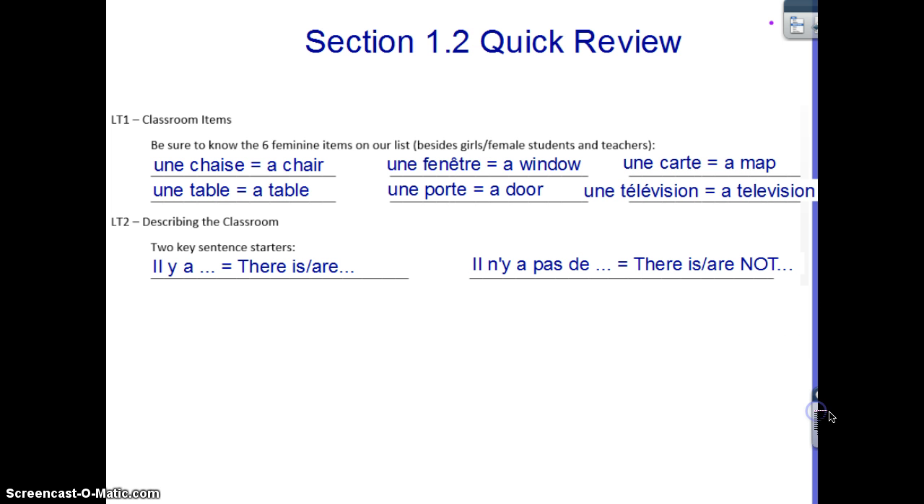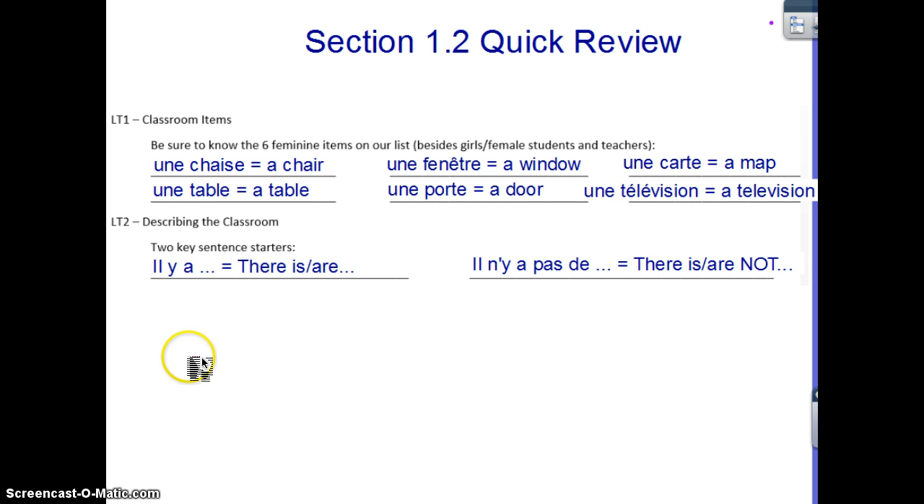The second learning target is being able to describe the classroom, as in using those items in a complete sentence to describe what's there and what's not there and things like that. While we learned a lot of really confusing phrases for this particular learning target, there are 2 key sentence starters that if you know these, you'll probably be okay as far as what you've learned in the section. And those are the phrases il y a, which means there is or there are, and il n'y a pas de, which means there is not or are not.